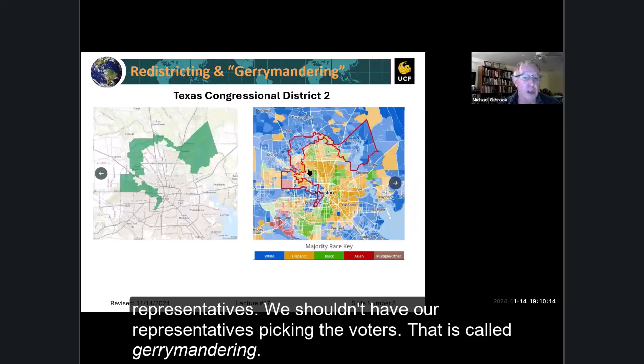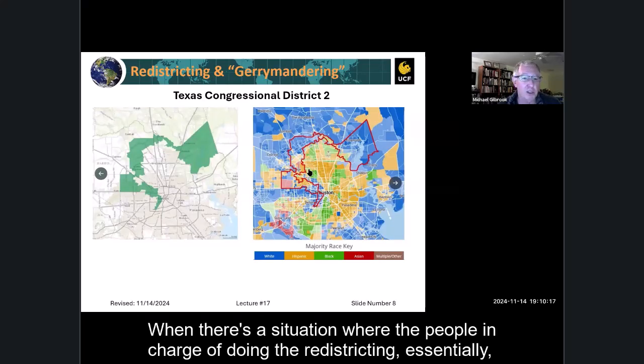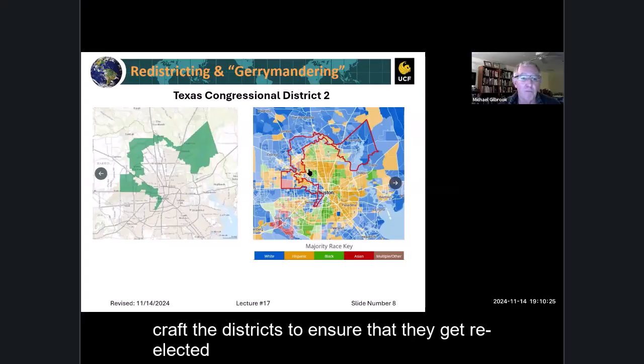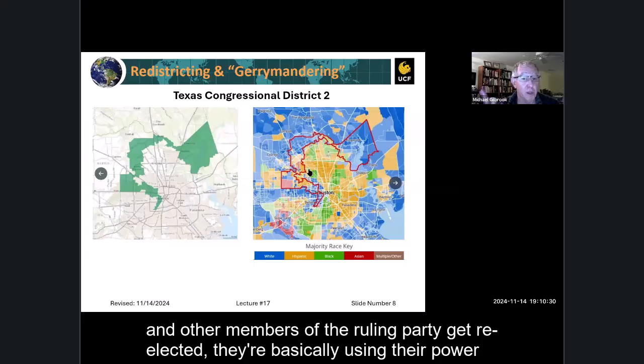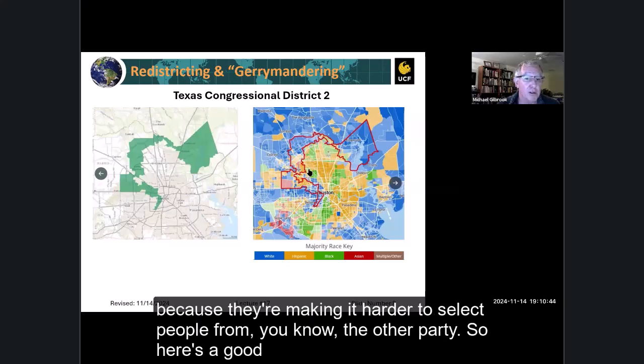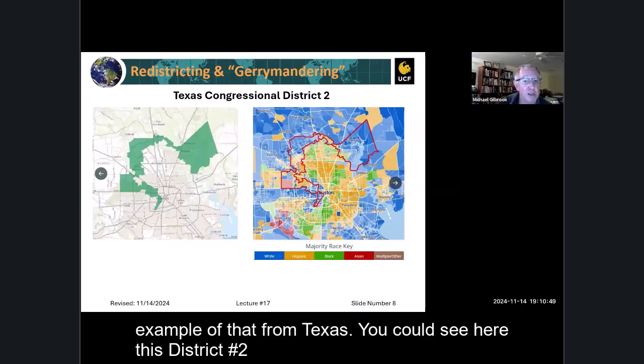That is called gerrymandering. When there's a situation where the people in charge of doing the redistricting essentially craft the districts to ensure that they get reelected and other members of the ruling party get reelected, they're basically using their power to alter the way that you and I can vote and select representatives, because they're making it harder to select people from the other party. So here's a good example of that from Texas.